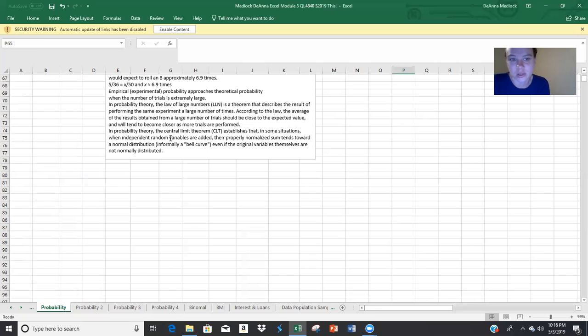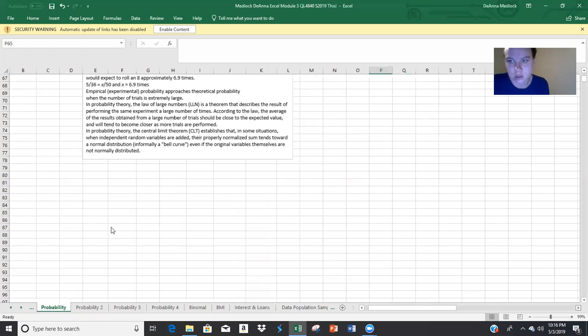In probability theory, the central limit theorem, which is sometimes noted as CLT, establishes that in some situations, when independent random variables are added, their properly normalized sum tends toward a normal distribution, informally what we know as a bell curve, even if the original variables themselves are not normally distributed.